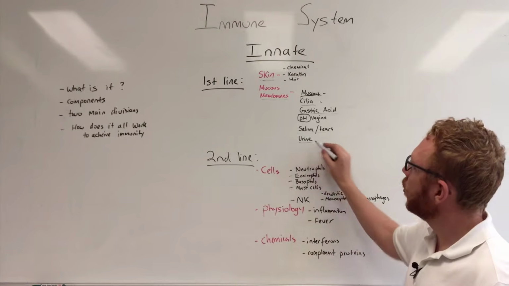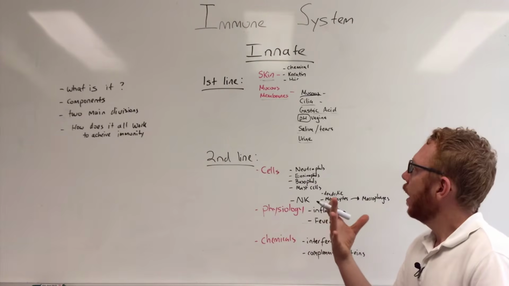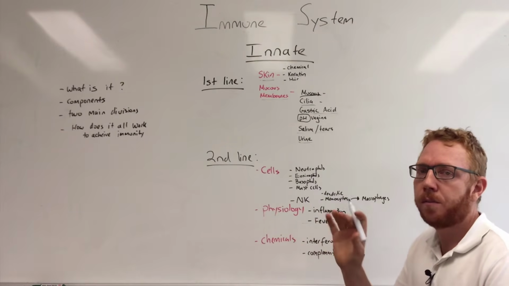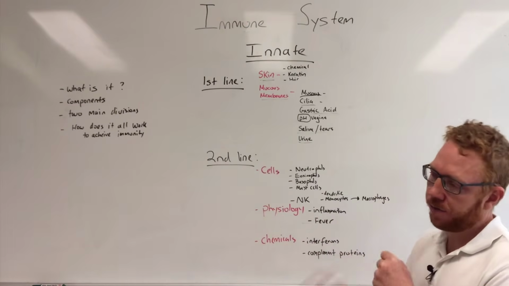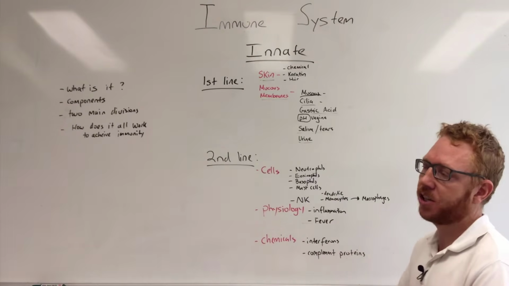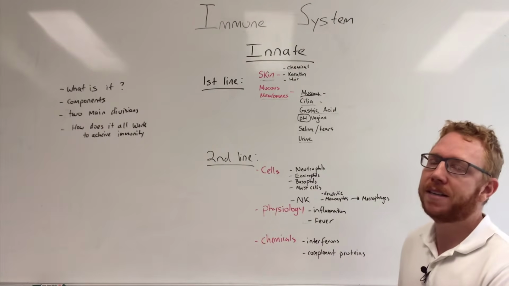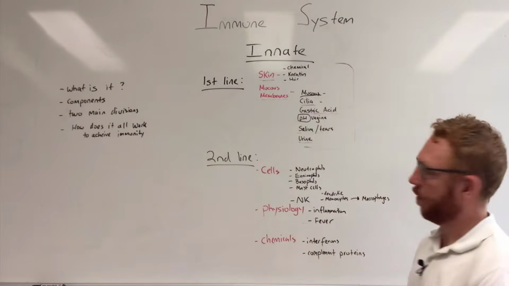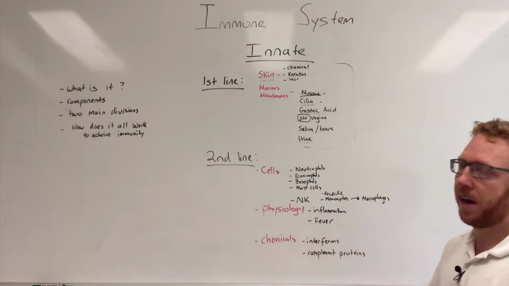And then finally, urine. Although this is a waste product of the kidneys, it does have a lower pH, so again making it a bit harder for microorganisms to grow in the bladder and urethra, and also the force of the urine being flushed out through your urethra makes it a lot harder for bacteria to grow. So these are all the first line. They're always there, happening all the time to prevent invasion.